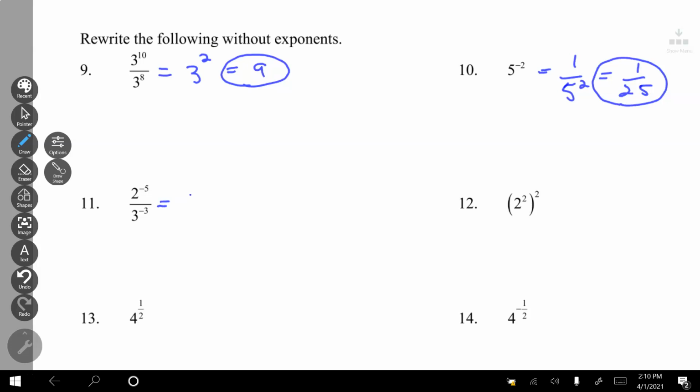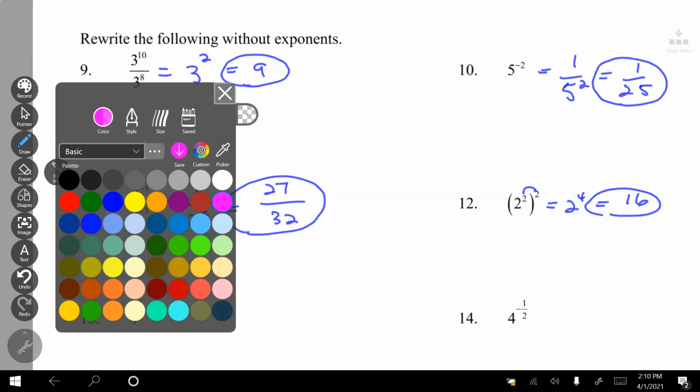Over here I could flip these guys, so it becomes 3 to the 3rd on top, 2 to the 5th on the bottom, and 3 to the 3rd is 27, and 2 to the 5th is going to be 32. Over here I could just distribute. I get 2 to the 4th, and 2 to the 4th is just 16.